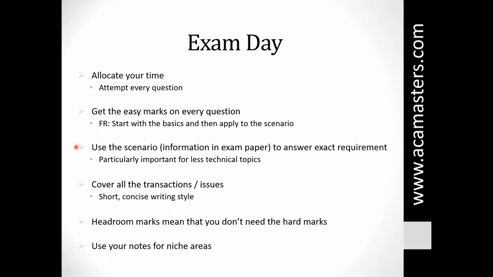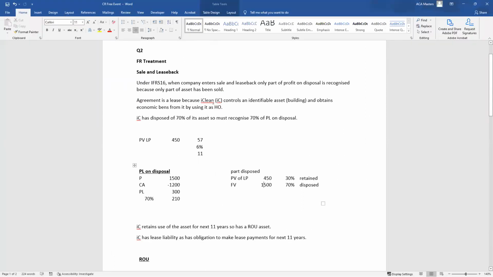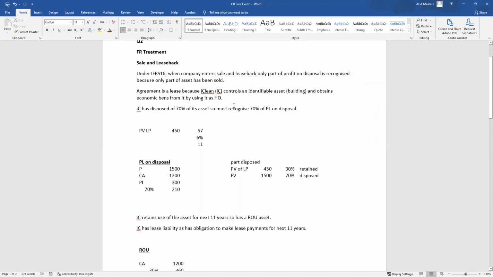Make sure you use the scenario to answer the requirement. In these advanced level exams, the examiners want to see you reacting to the specific scenario. So you can see here that even when I explained the relevant part of the standard, I kept it very focused on a sale and leaseback, and what part of the profit or loss on disposal can be recognized. That's focused on the scenario. And mentioning the company name is, of course, quite an obvious thing to do to keep it applied. But even when I'm talking about the asset, I've mentioned the building because that is the asset in the scenario, and using it as a head office, again, in the scenario.